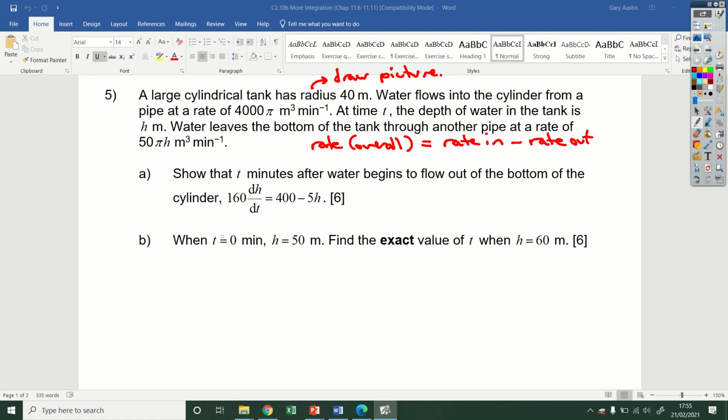Okay, then you've got some extra information here. You've got an initial condition, t equals 0, h is 50. Find the exact value of t. Important that you have it exact when h is 60. So looking at this, you want to try and solve it using the methods we've covered in the lesson. And I can tell you that this is in separable form. Okay, and you've got to think about what needs to come over to each side of the equal sign in order to solve that in the most efficient way possible. Okay, 6 marks to solve this differential equation and work out this value of t.